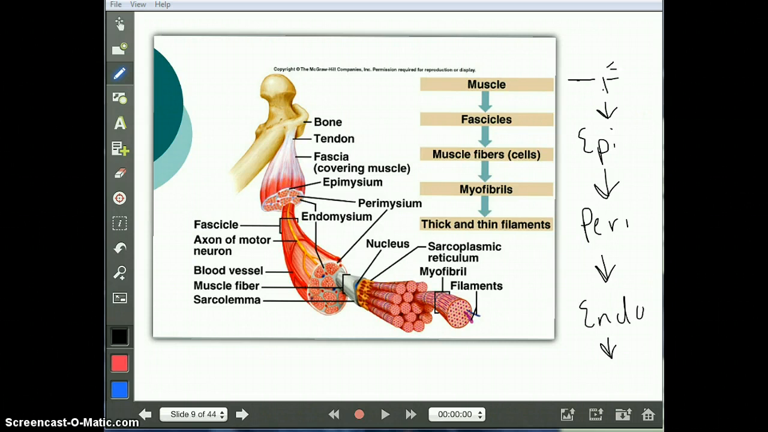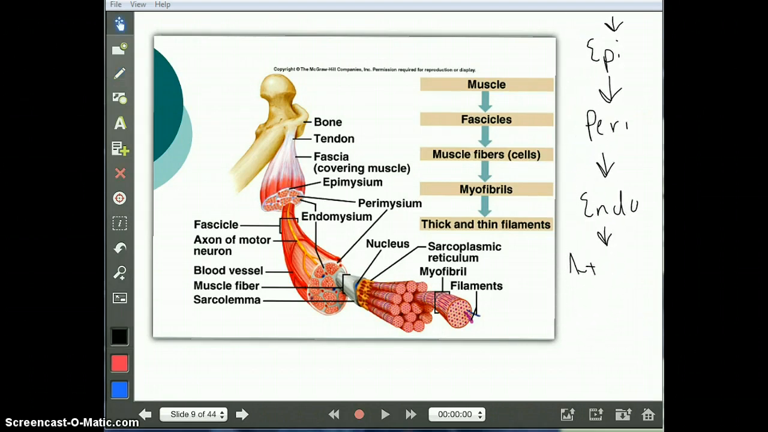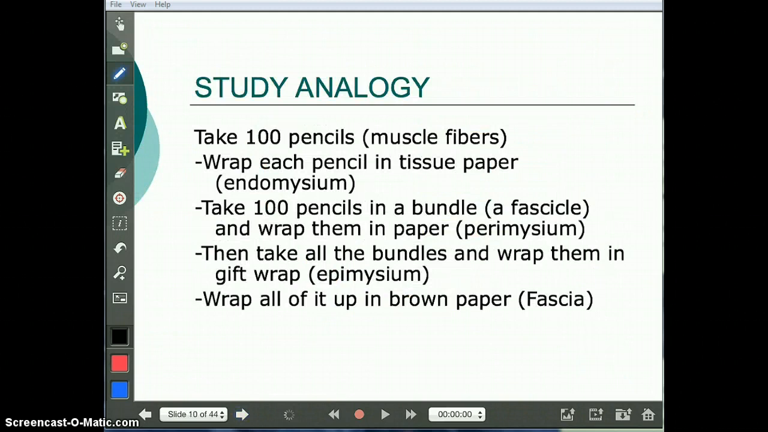And then from there, within the fiber, you have the myofibrils, and then you're going to have the two protein filaments, actin. Let's zoom in on that a little more. Actin and myosin. All right, we already went through those.